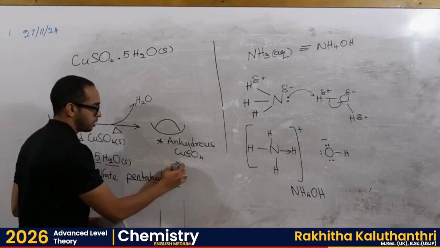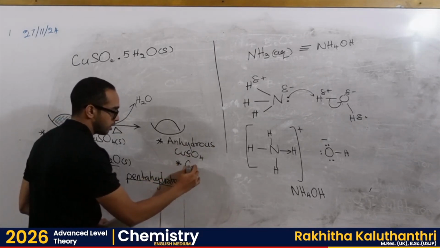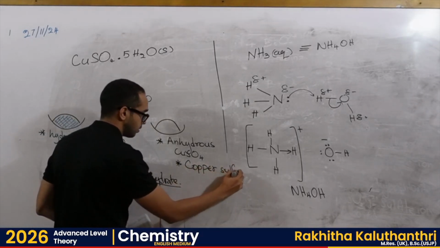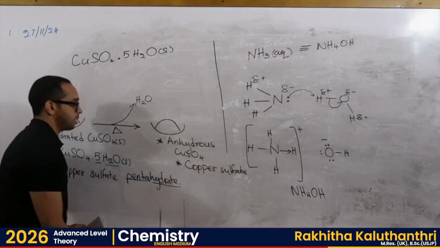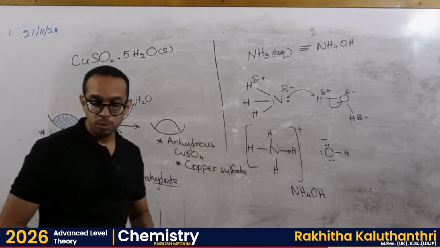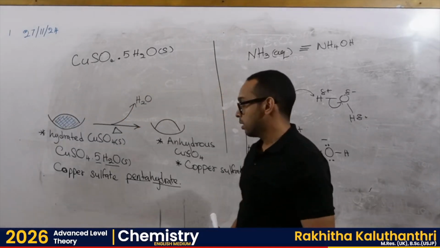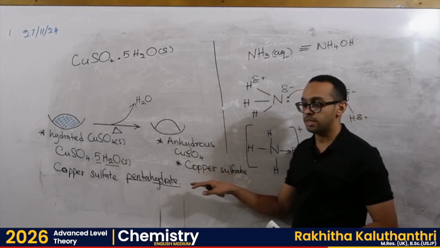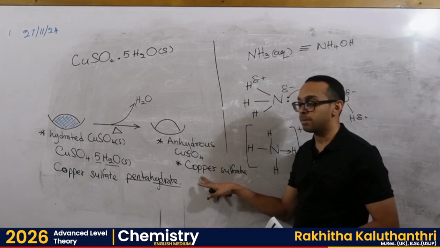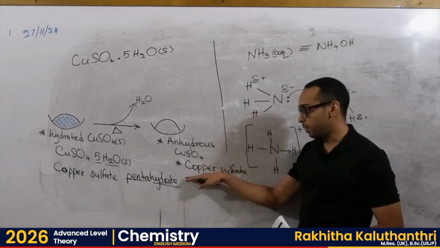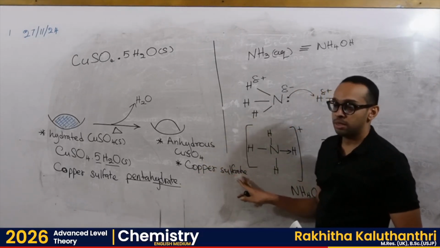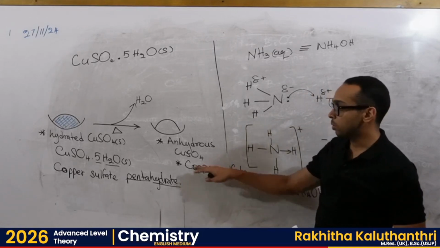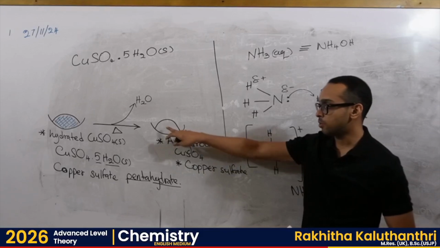Here the IUPAC name would be copper 2 sulfate, right? Or the common name is copper sulfate. So usually we refer to them by the common name in most of our settings, but you should know the IUPAC naming system as well. We have learnt about it. If you just write copper sulfate, we are talking about the anhydrous form.